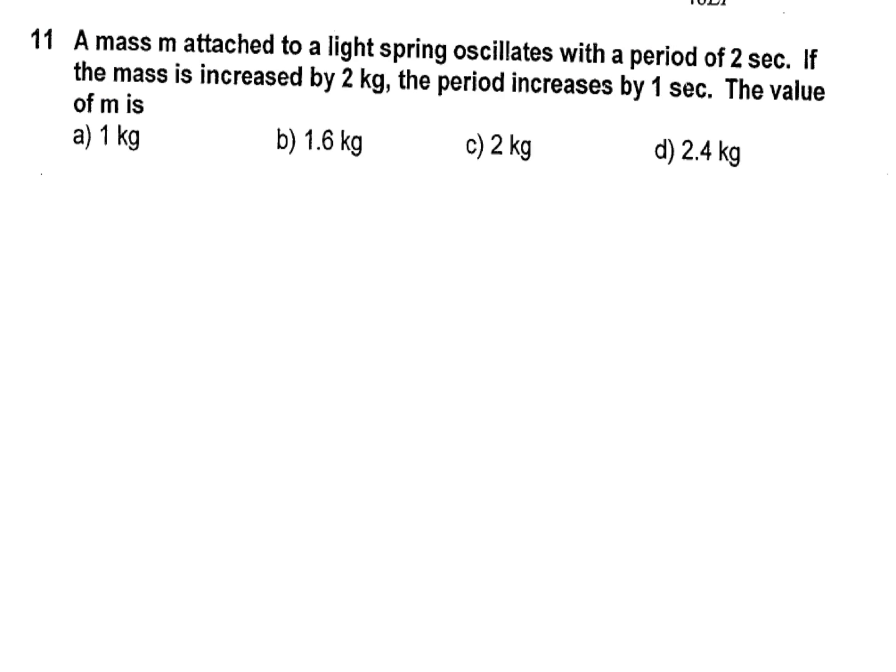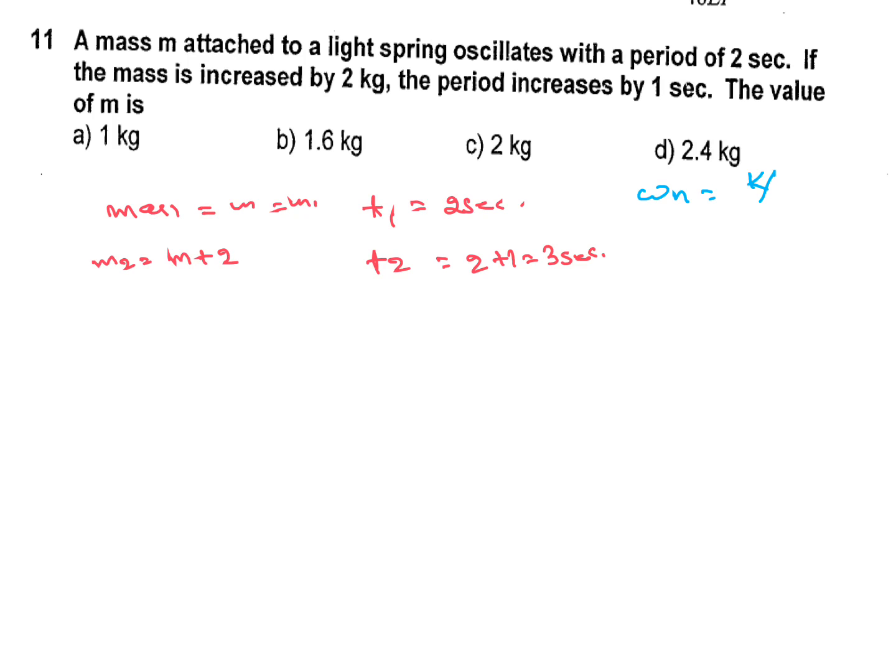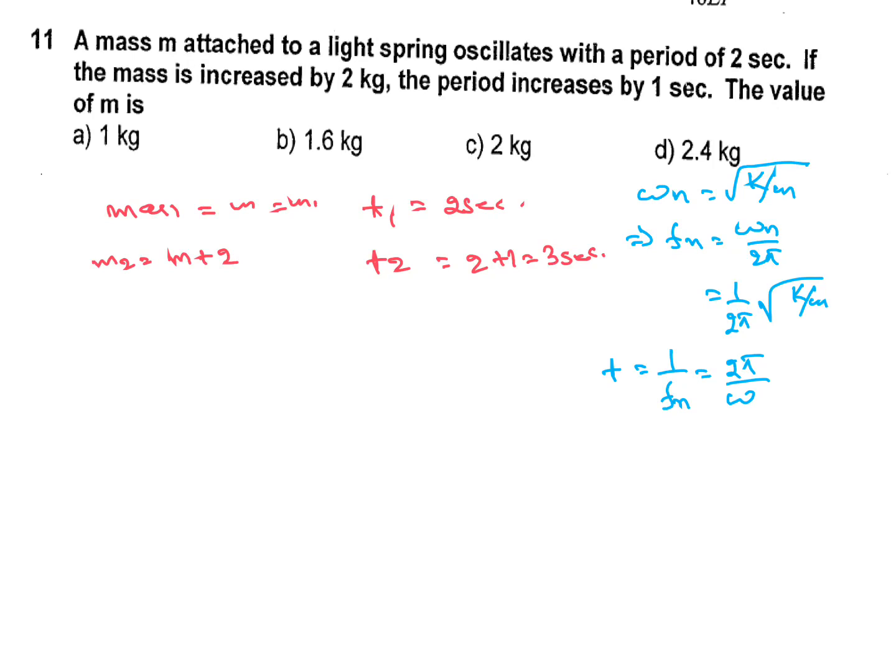Here we will use omega n, natural frequency, which is root over k by m, stiffness by mass. We know omega n is 2 pi fn, so frequency fn equals omega n by 2 pi, which is 1 by 2 pi root over k by m. Time period is also 1 by fn, which is 2 pi by omega n.